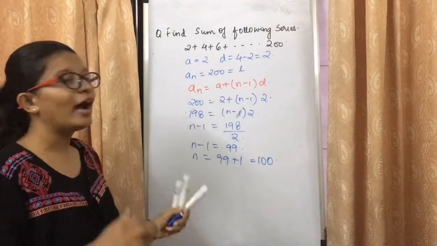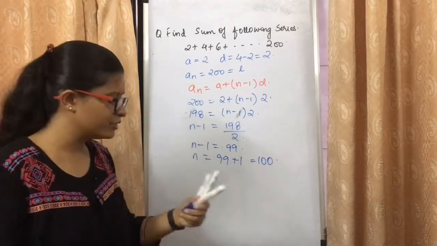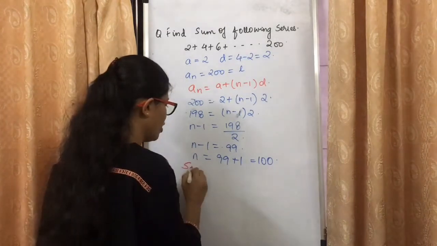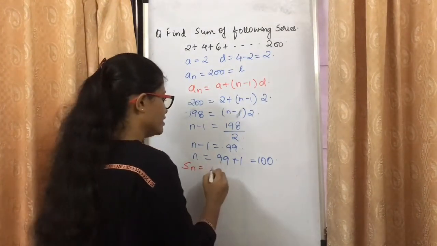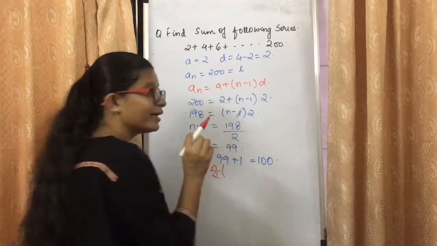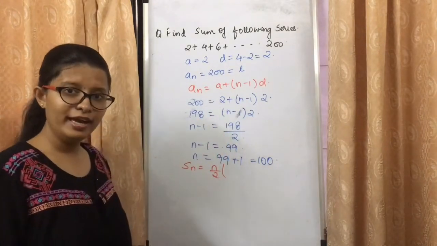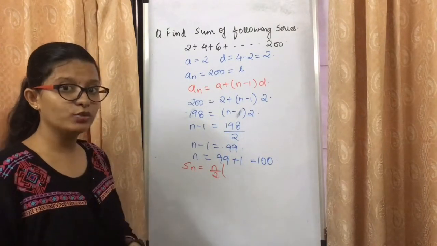What I need to do? I need to find the sum of the 100 terms. It's that simple. So, which formula we will be using? Sn. Sn is equals to n by 2. क्या हमको बड़ा formula use करने की जरूरत है? 2a plus n minus 1 into d.